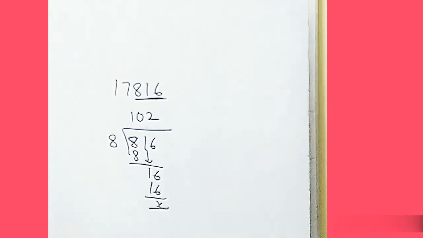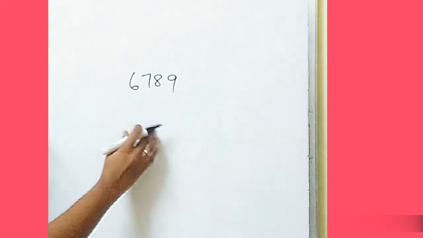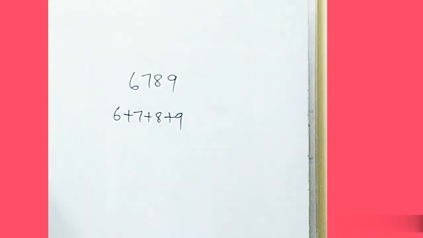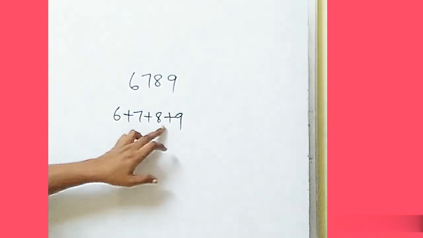Okay. Now we'll see 9. 9 is actually similar to 3. Divisibility by 3, what does it say? Same, only you have to change the divisibility. The sum of the digits should be divisible by 9. For example, I am taking 6, 7, 8, 9. We'll add these: 6 plus 7 plus 8 plus 9. Now, 6 plus 8 will be 14.